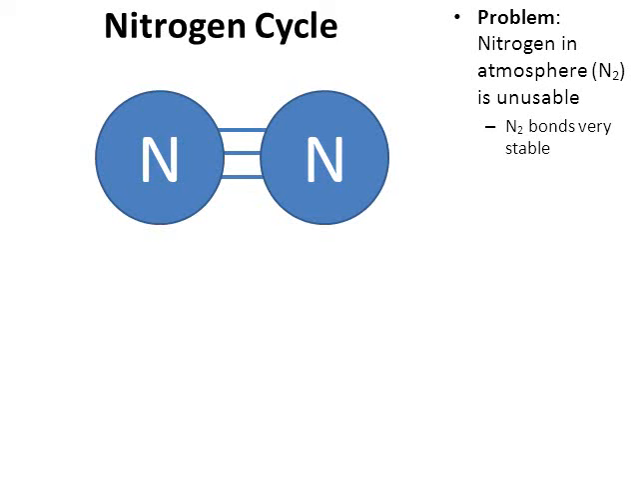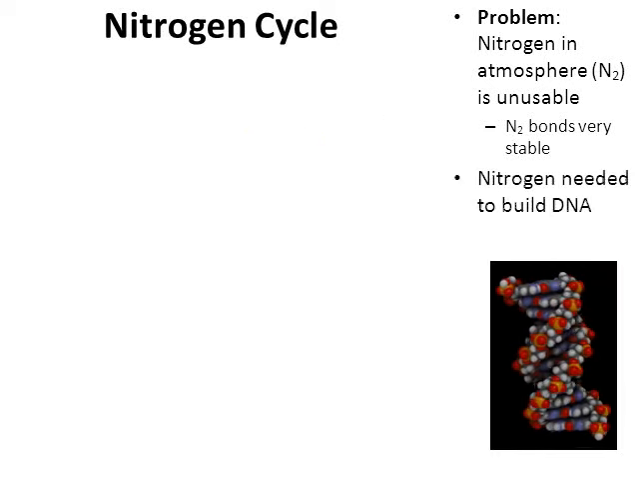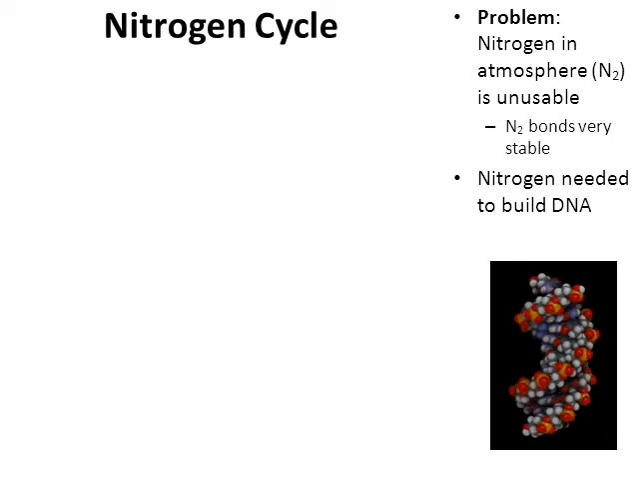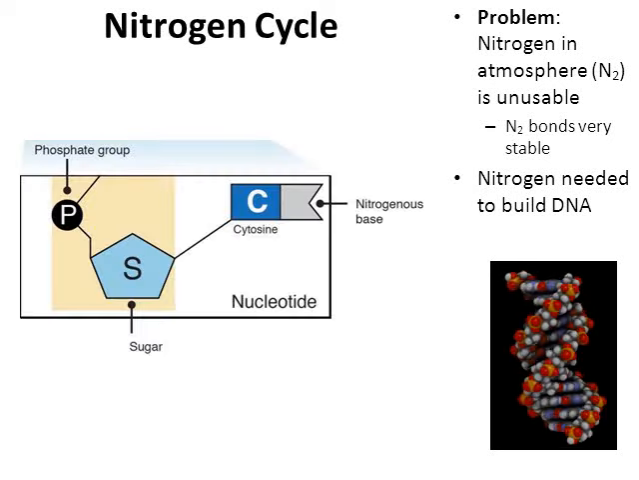So we'll go over where the nitrogen then comes from. Well, why do we need nitrogen in the first place? Well, we mentioned DNA earlier in some of the other cycles, but nitrogen is one of the building blocks of DNA.